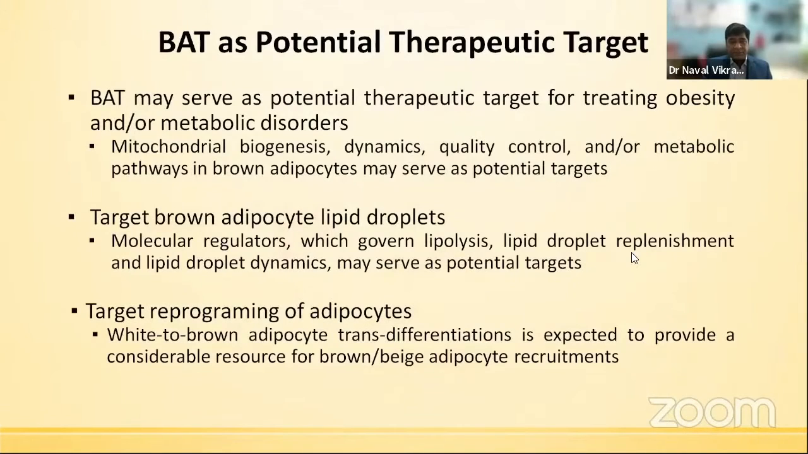So BAT as a potential therapeutic target may be possible because mitochondrial biogenesis, dynamics, quality control, these pathways in the brown adipocyte may serve as potential targets. Now, the brown adipocyte lipid droplets, targeting the molecular regulators which govern lipolysis, may also serve as a potential target, or reprogramming of adipocytes such as white adipocytes to differentiate or transdifferentiate into the brown adipocytes. So all this may be potential therapeutic targets, but as of now, I don't think we are anywhere near them.